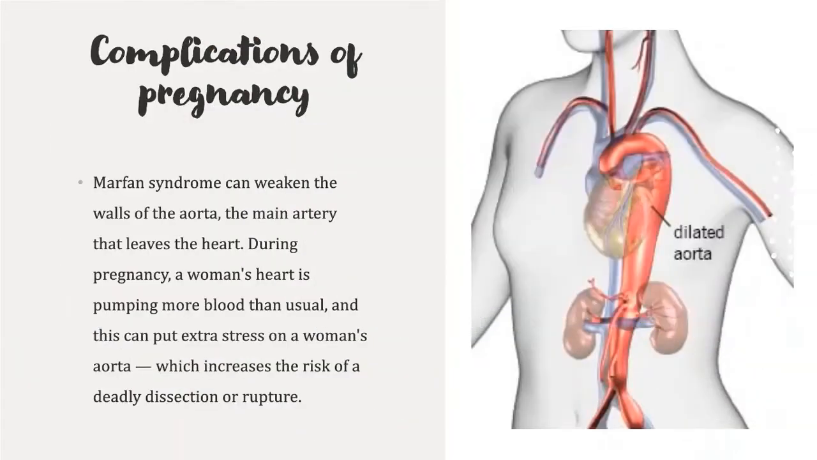What types of complications may occur during pregnancy? Marfan syndrome can weaken the walls of the aorta. We have discussed it. The main artery that leaves the heart is the aorta. During pregnancy, a woman's heart is pumping more blood than usual, and this can put extra stress on the woman's aorta, which increases the risk of deadly dissection or rupture.